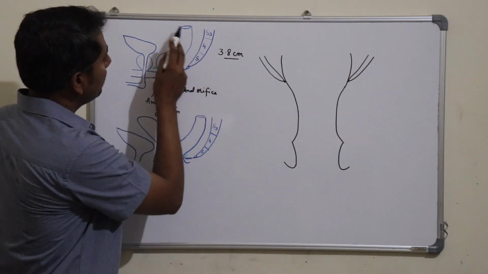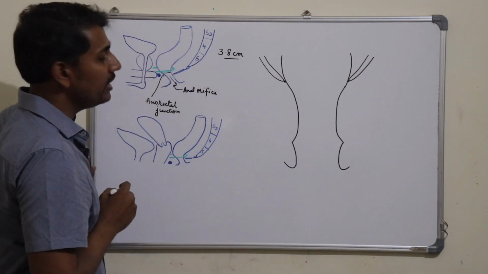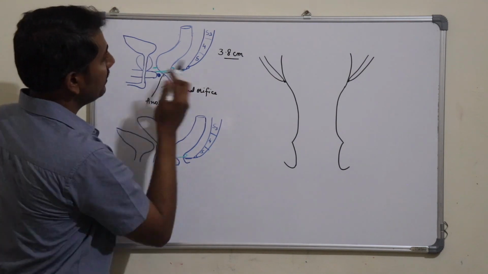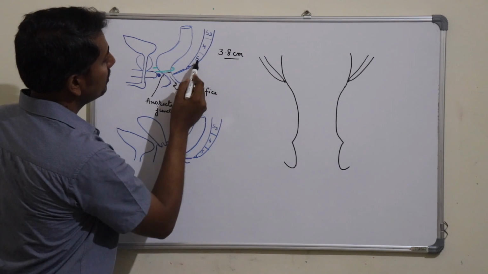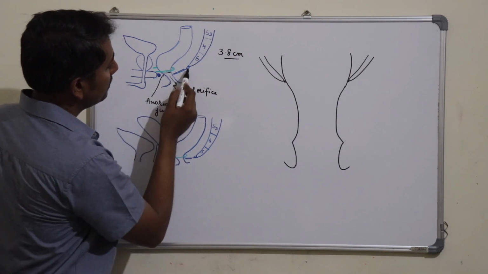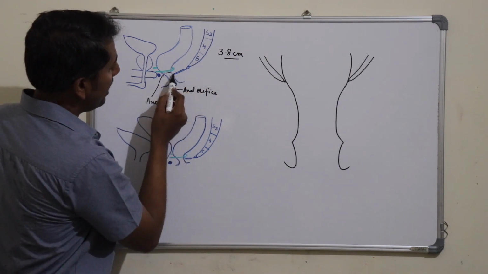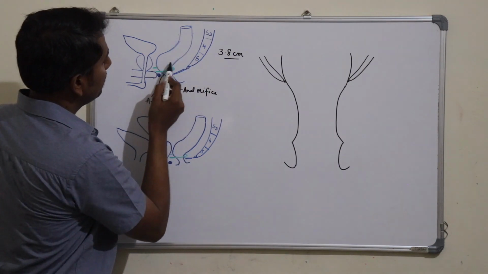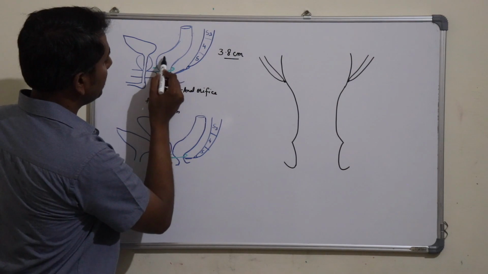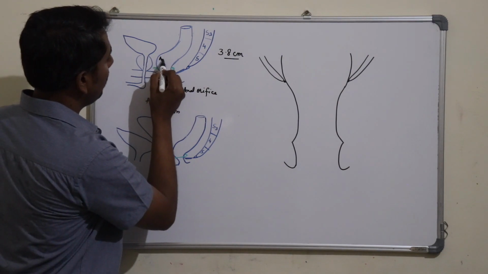This diagram is a sagittal view of the male pelvis. In this diagram, we can make out the third, fourth and fifth sacral vertebrae and the coccyx. This is the anococcygeal ligament. This is the rectum. This is the dilated part of the rectum, which is known as the ampulla.